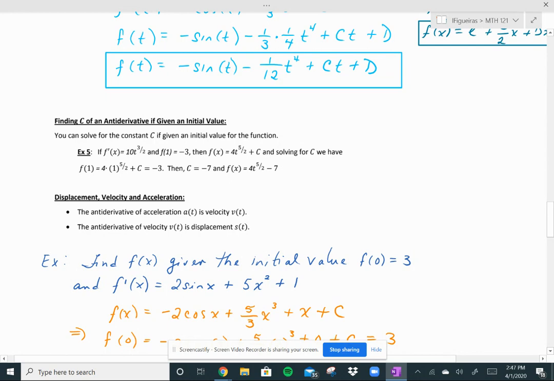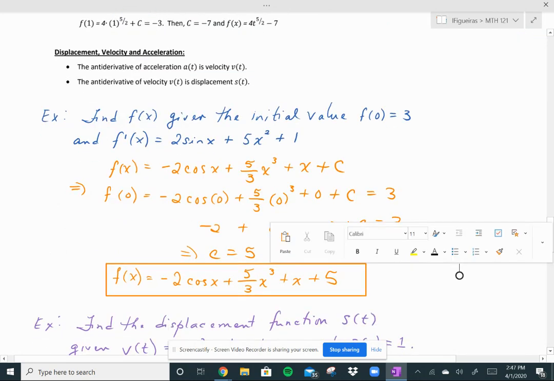So here's an example of an initial value problem. Find f of x given that the initial value f of 0 equals 3 and that f prime of x equals 2 sine of x plus 5x squared plus 1. All right, so the antiderivative of f prime is what you see here. f of x is equal to negative 2 cosine of x plus 5/3 x cubed plus x plus c.